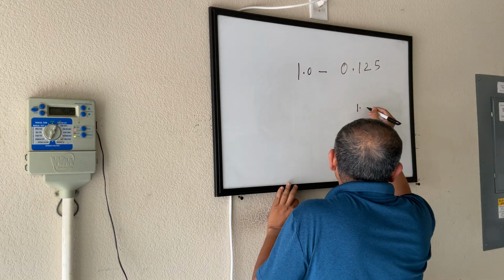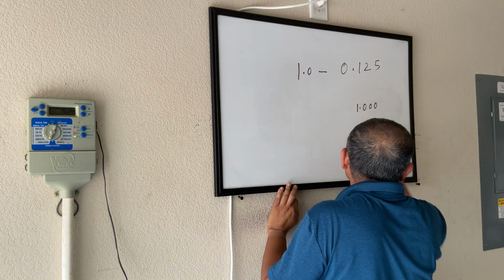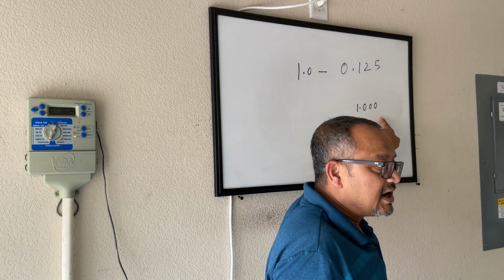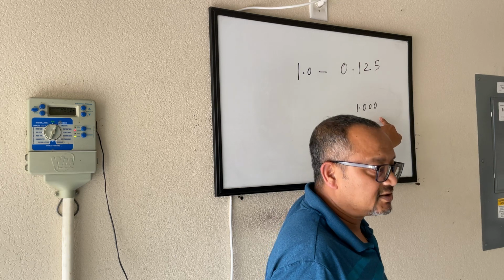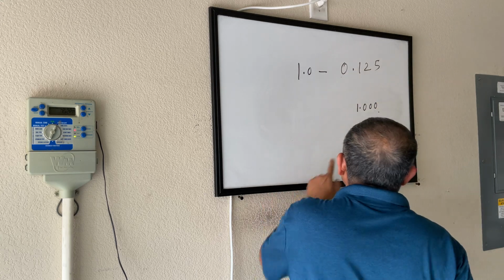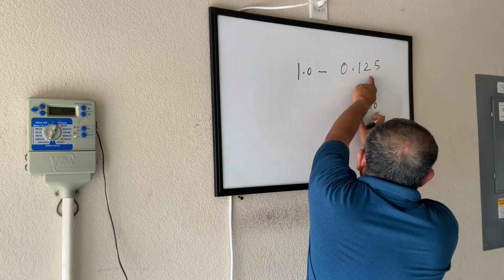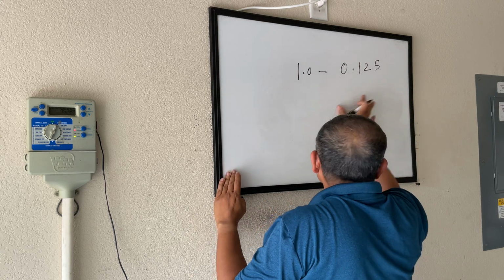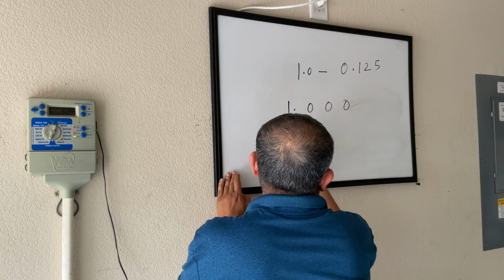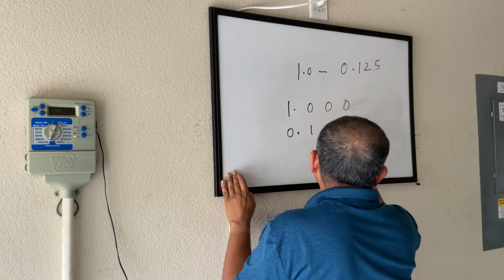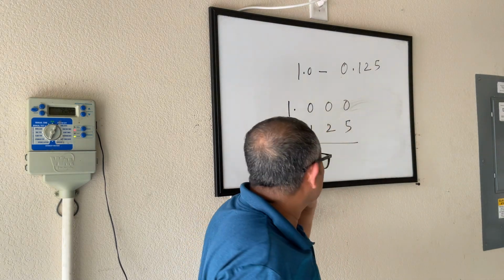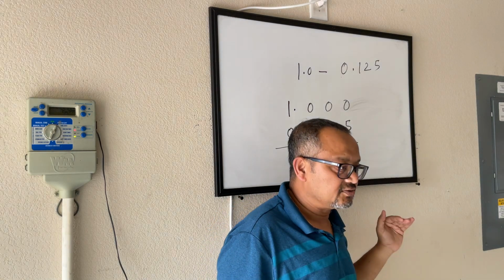But we know that if I have a decimal, I can add as many zeros as I want. Here I have 3 digits after the decimal, so I added 3 zeros. Now they look similar, from a similar family. So I now have 1.000 and 0.125. This one has 3 digits, and this one also has 3 digits after the decimal. Now I can deal with them. So 1.000, and here I have 0.125. Now it's very easy to do.